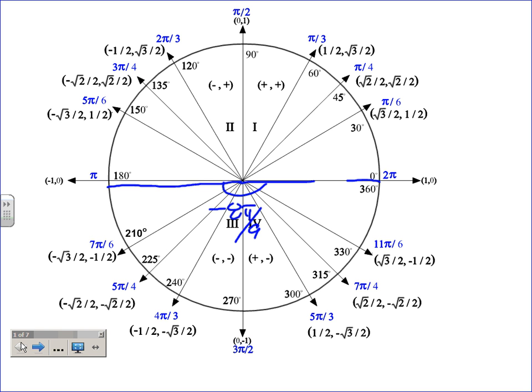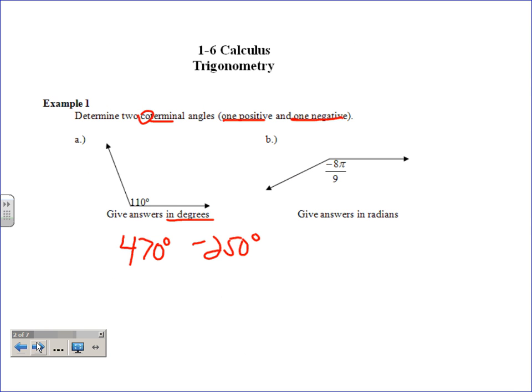If you want to get a positive answer, what are you going to do? You're going to add something to this, right? And how much are you going to add? Well, to get all the way around, you have to add a full circle. Now, you can't add 360 degrees because we're talking about radians. So what is radians' version of 360 degrees? Yeah, 2 pi. So basically what you do, and I'll do the math up here so you can see it, you are going to add 2 pi.